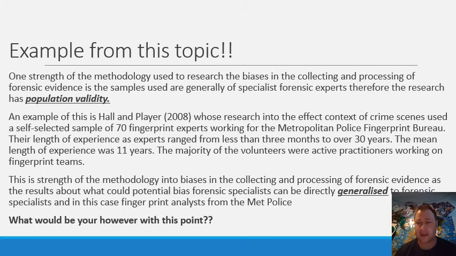But what would be my however here? Okay, if you have a think about it, I think my however will be that we're only talking about forensic fingerprint people here, or only London. What about other bureaus where they're doing this? Okay, so again, we're not specifically saying about Hall and Player, but we're kind of saying, look, this research only looks at one thing. Can it be general? Can it apply to other things? Okay, so it's trying to pick topics that you can do it however from.